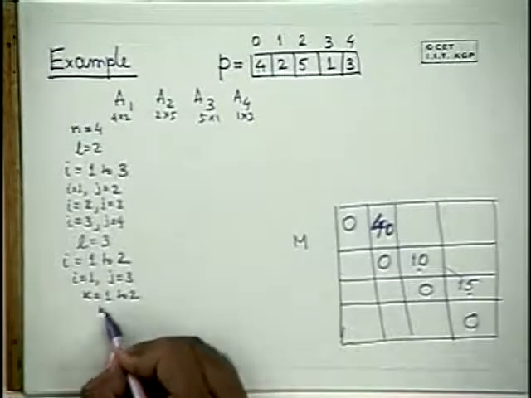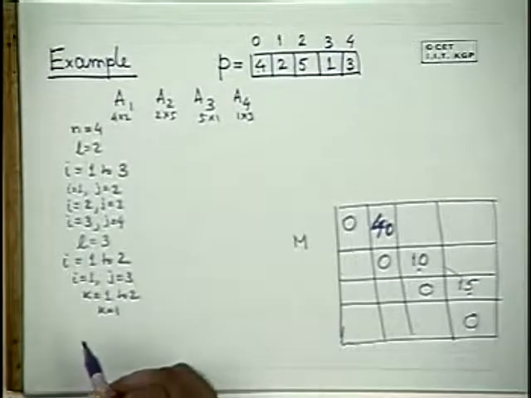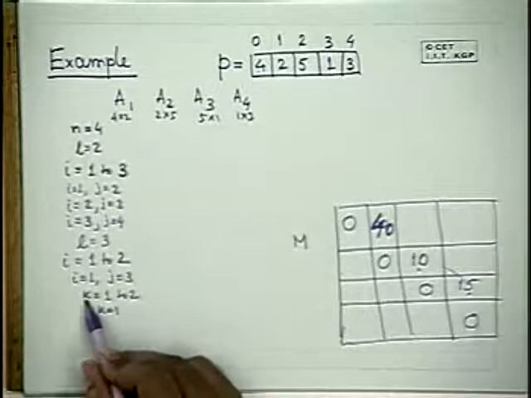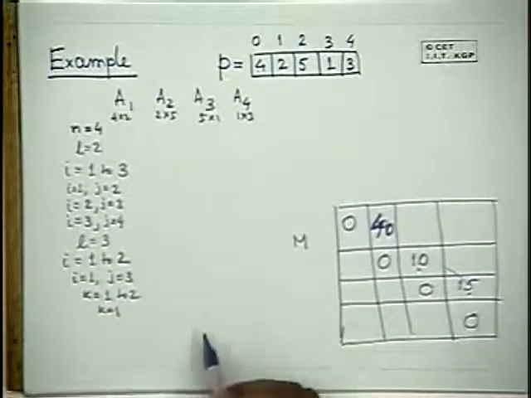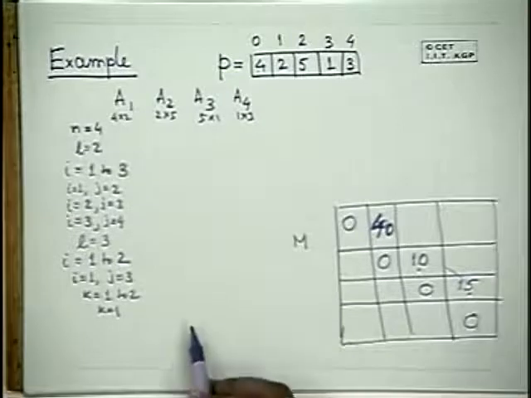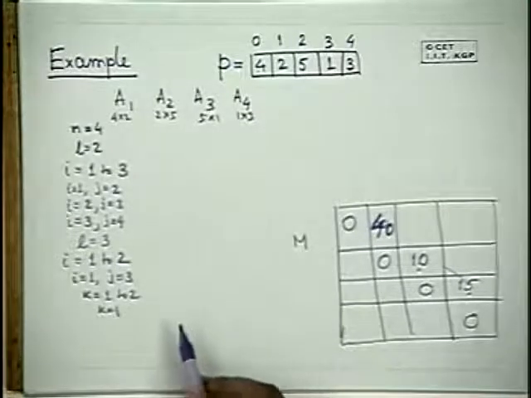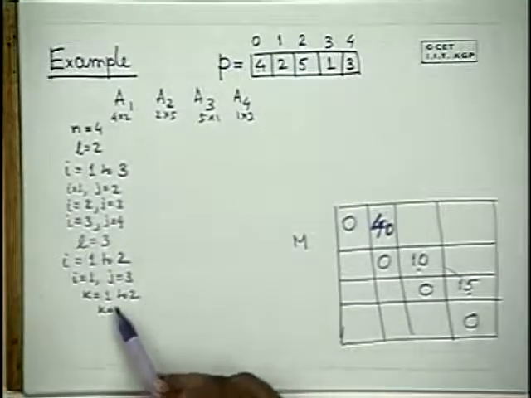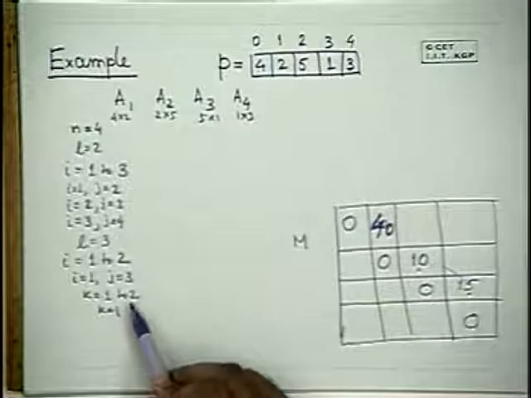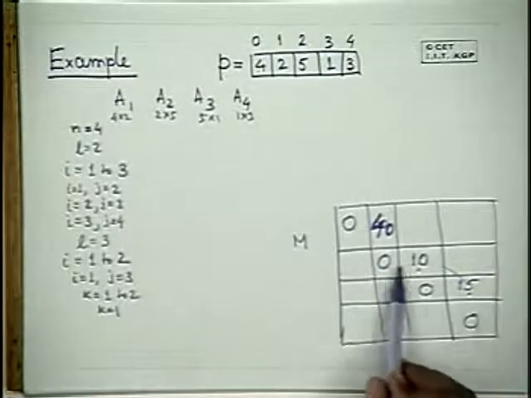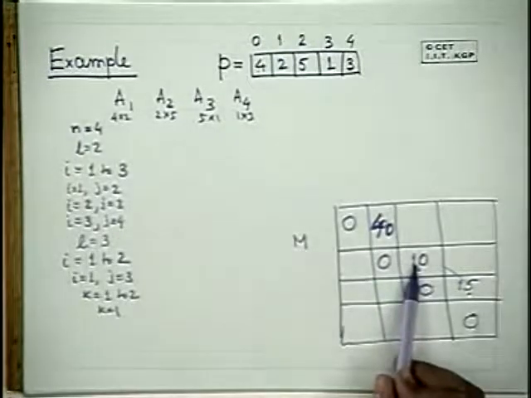When k is equal to 1, so now let us see. I know i, I know j, I know k. When k is equal to 1, look at this. Mult is equal to Mik. What is Mik? M11, which is 0. Then Mk plus 1, so M23, but M23 already you have calculated, which is 10.